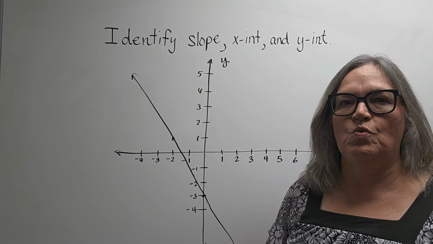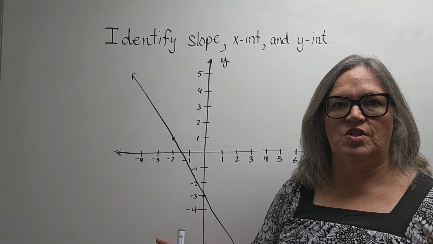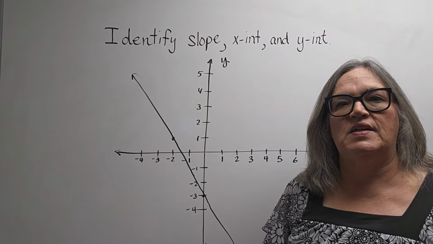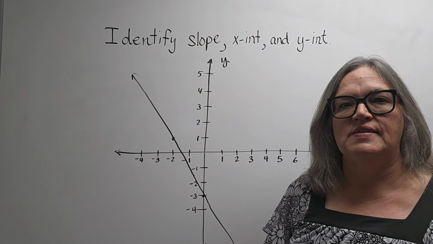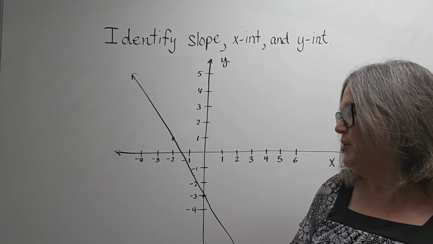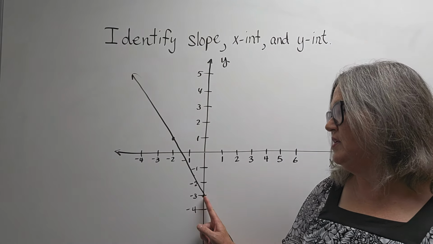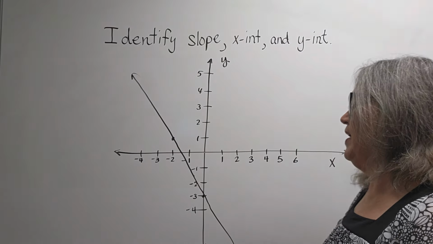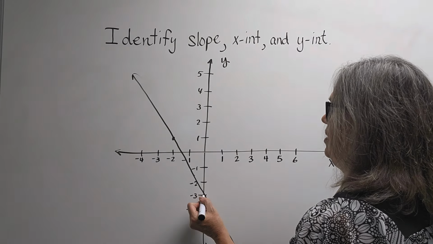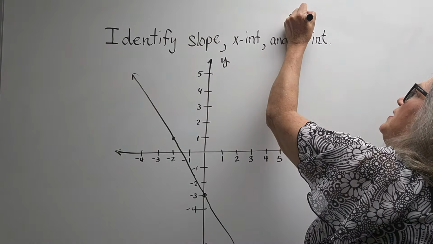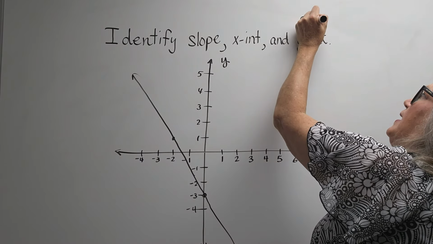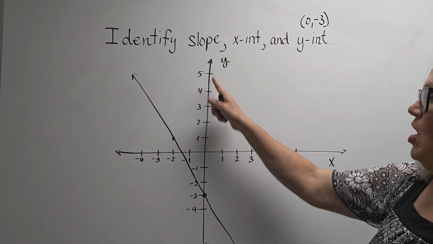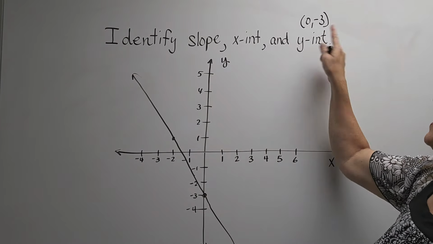Here's another example where we're given the graph of a linear function, and we are asked to identify the slope, the x-intercept, and the y-intercept. It's pretty obvious here what the y-intercept is. It's at -3. So we know that the y-intercept is (0, -3). x equals 0 because it's on the y-axis, and y is -3.